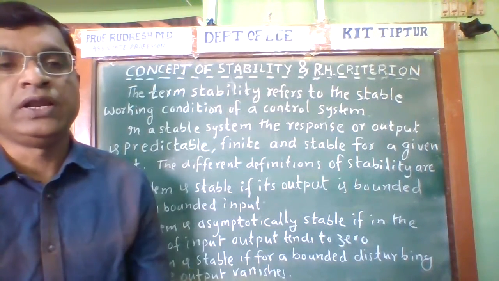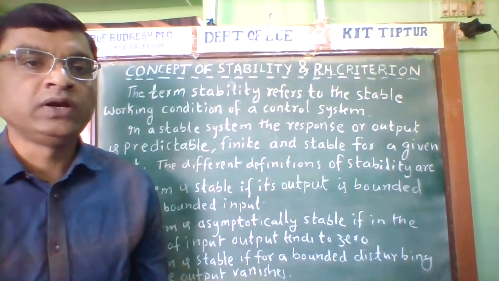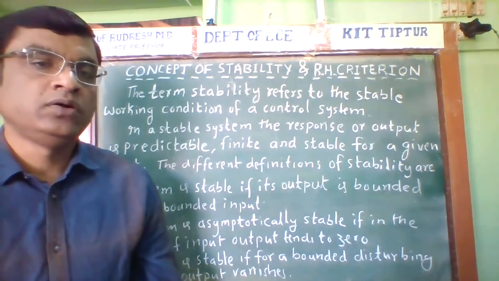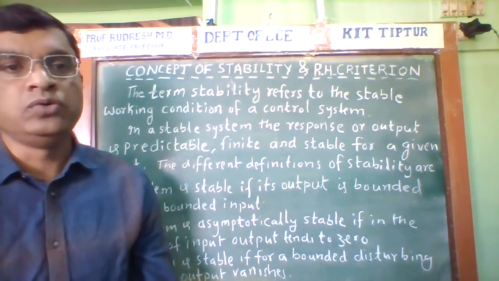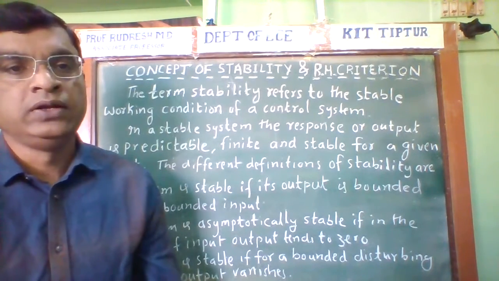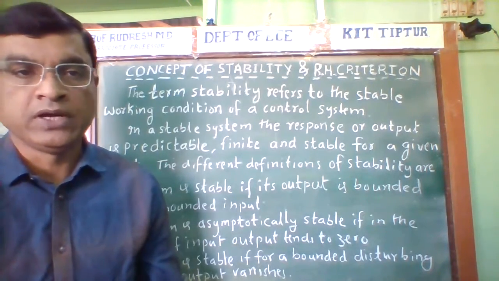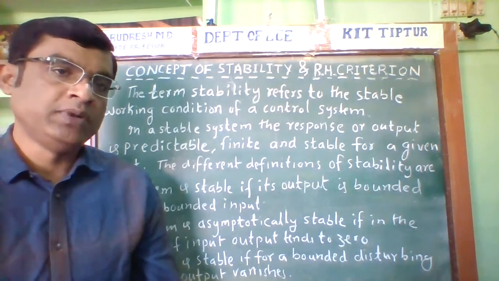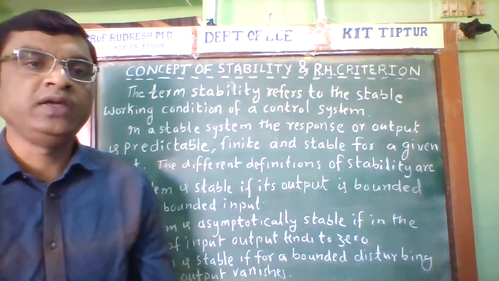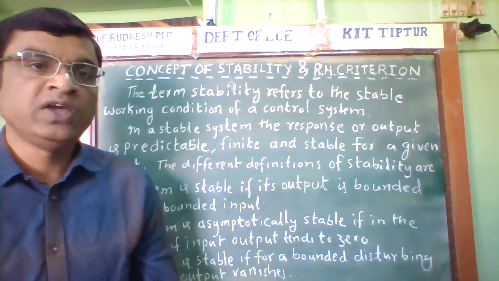In Module 1, we studied how to develop the mathematical model for a given control system. It may be a mechanical translational system, rotational system or electrical system, and how to find the transfer function of the system. In Module 2, we studied how to represent the control system graphically, by using the block diagram technique or the signal flow graph technique, and how to reduce the block diagram or the signal flow graph by using various techniques.